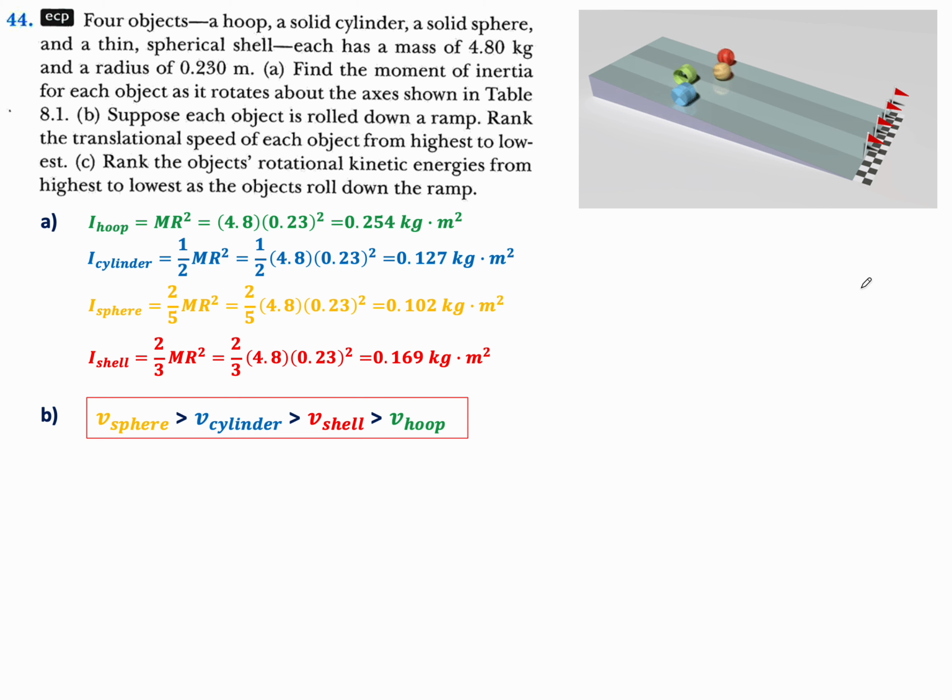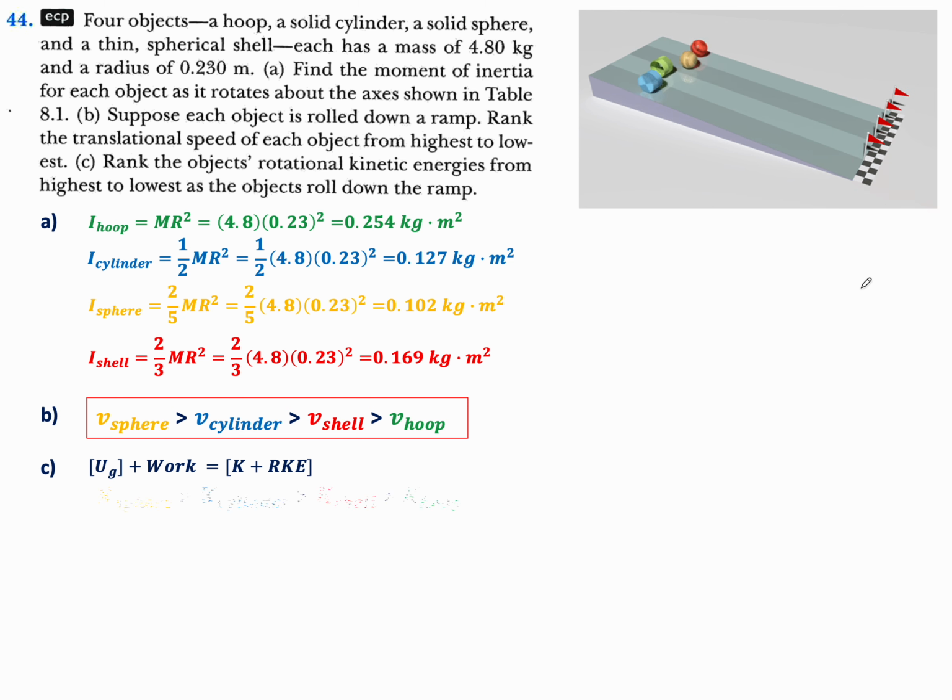Part C now, though: rank the objects' rotational kinetic energies from highest to lowest. Now, for this, you've got to do a little bit of thinking. We know the initial energy they all start out with is gravitational potential energy. There's no work done by friction as they go down, or at least we're not told any. And the final kinetic energy at the bottom is going to be both kinetic energy and rotational kinetic energy.